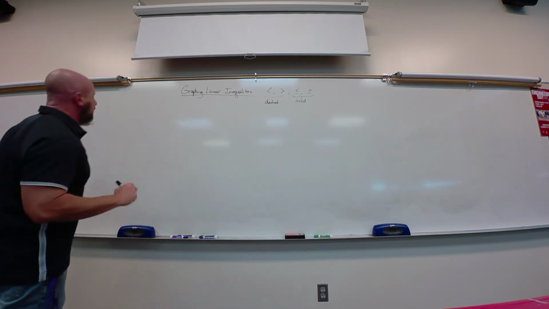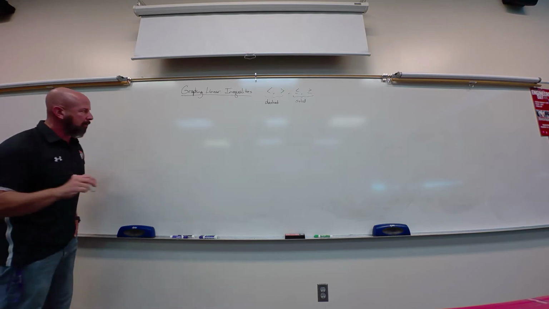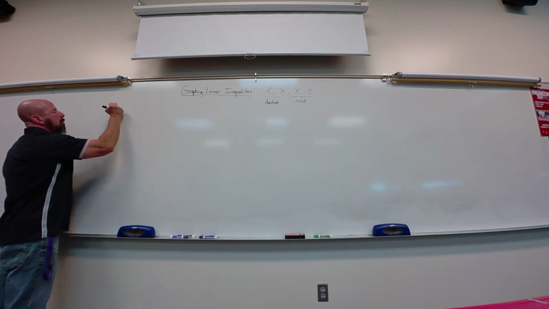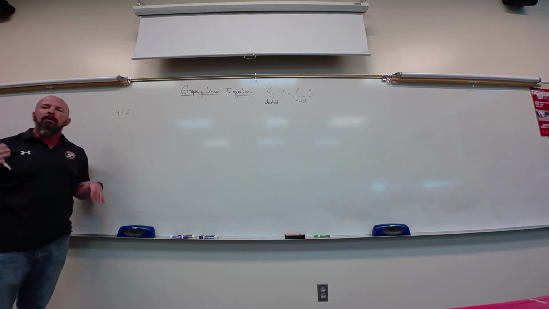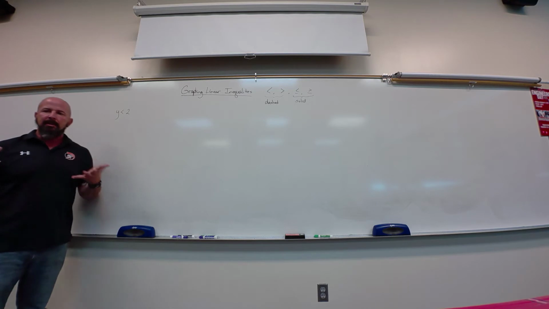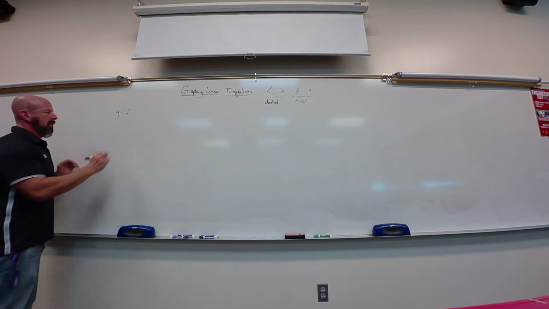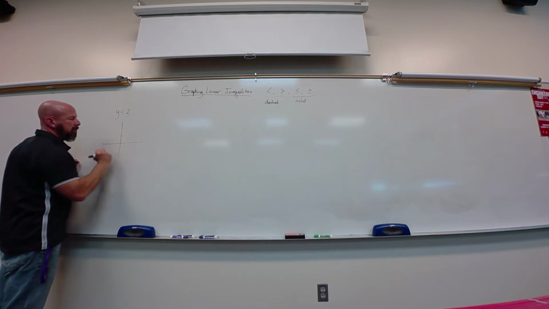So let's look at our easier graphs, the horizontal and vertical graphs. Let's go y less than 2. First off, pretend it's an equal sign, because that tells you what you're graphing. It's going to be y equals 2. I've got a horizontal line. It's going to be a horizontal line up here at 2.